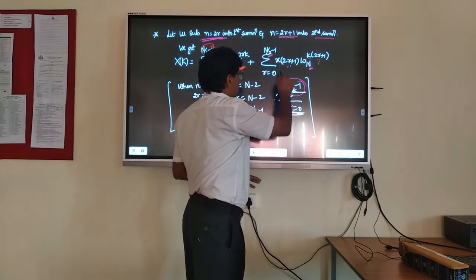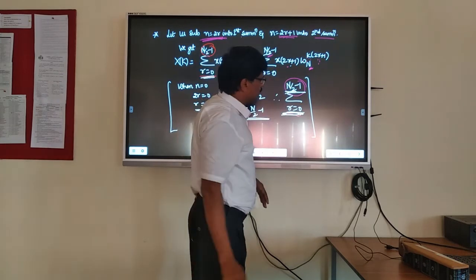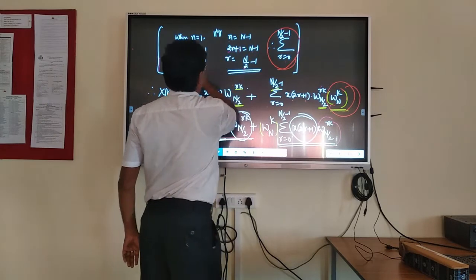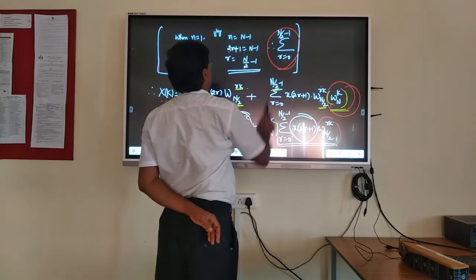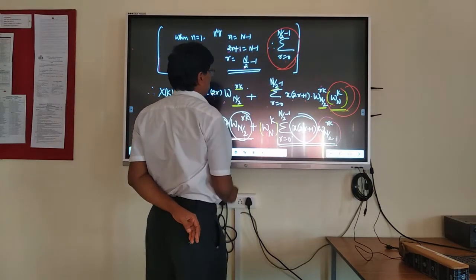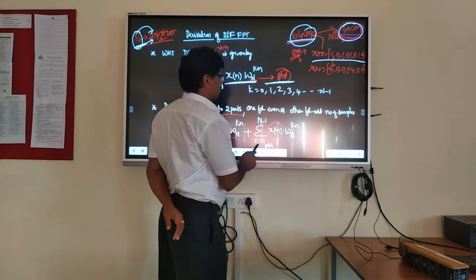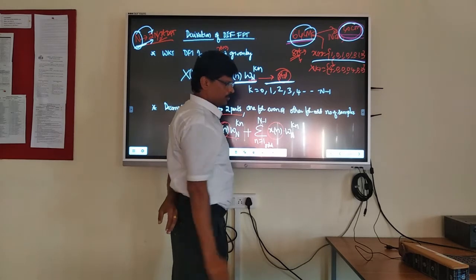Similarly, how to get the limits of the second summation, the odd one? That is shown here. For example, here, this is r is equal to 0 to N by 2 minus 1. How do I get this? First see this: n is equal to 1 is the lower limit, and N minus 1 is the upper limit.